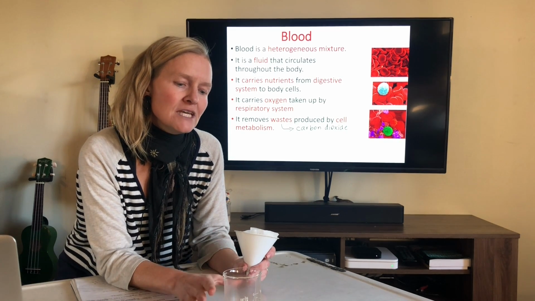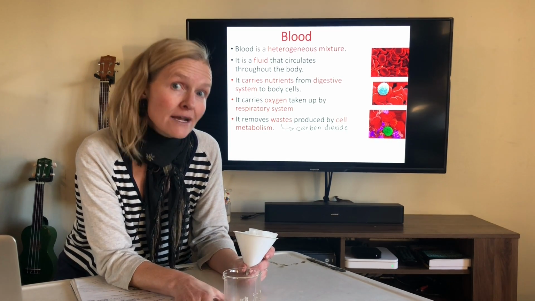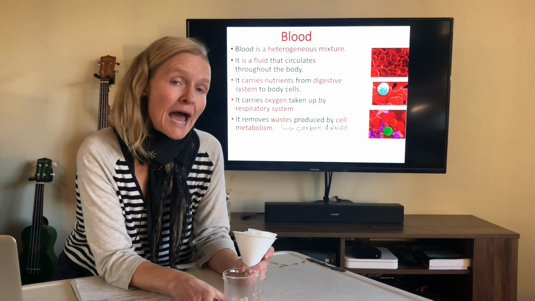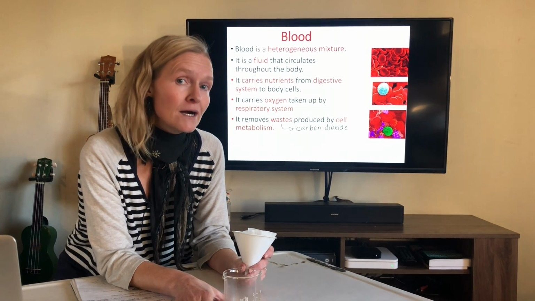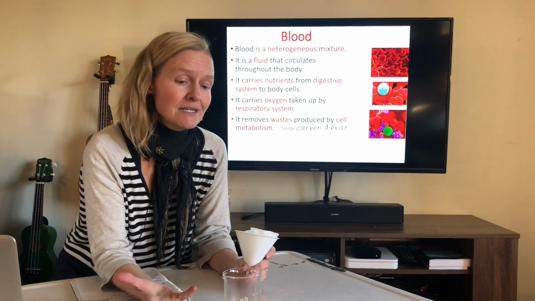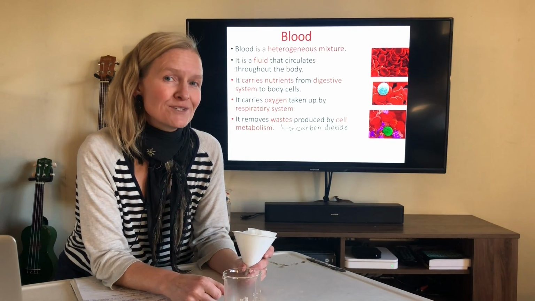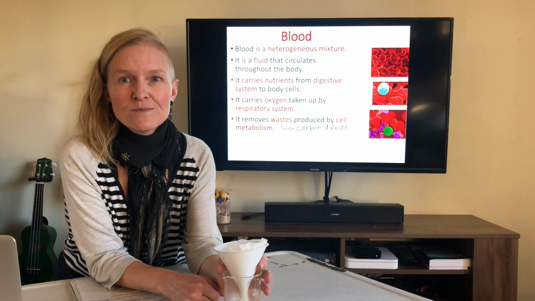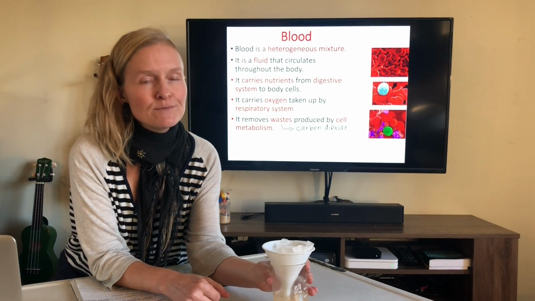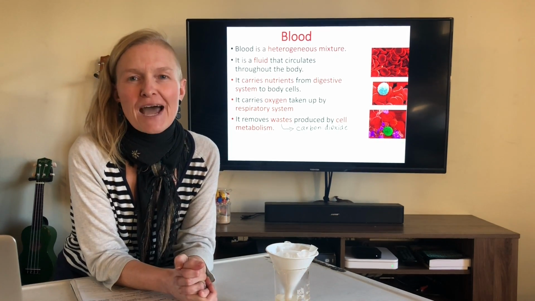If we just leave this sitting here now till next week, we'll actually see that the water has evaporated and what's left behind is the salt. So you're going to try that at home this week, and you're going to wait and observe how that all happens.